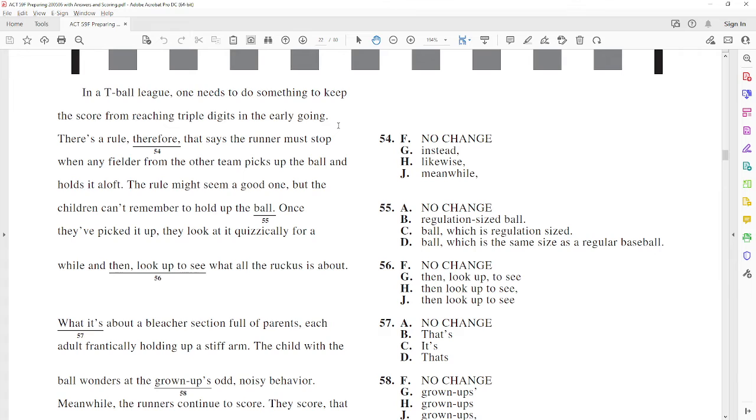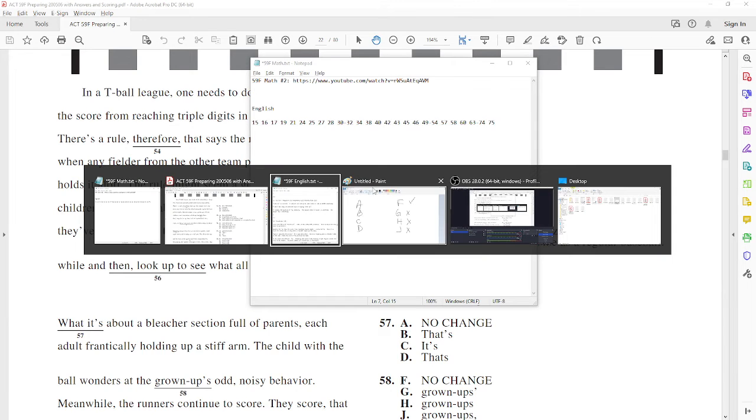Well, what's the relationship? Those aren't opposites. Having to do something to stop the score from reaching triple digits is not opposite or contradicted by there having to be a rule that says the runner has to stop. In fact, it's the same. And is it cause and effect? Yes. In a T-ball league, you have to do something to keep the score from getting too high. Therefore, you make a rule that says if they hold the ball aloft, the runner must stop running. Okay, it's cause and effect. Therefore, well, that matches F. Therefore, instead is opposite.